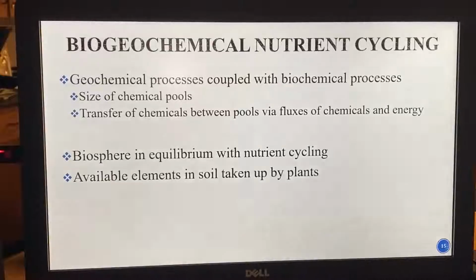So for biogeochemical cycling, it's biochemical plus geochemical. It's the transfer between the chemicals and the energy, the biosphere, that oxygen and water is what's going to affect the biogeochemical cycling. So we cannot have weathering processes without air and water. And then also the available nutrients in the soil to be taken up by the plant.